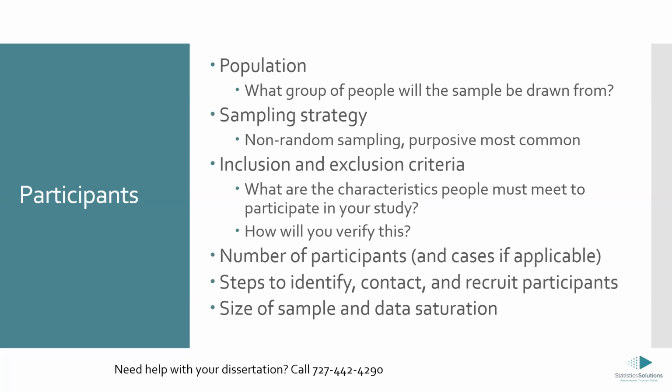So qualitative studies, you are probably not going to be using random sampling. You'll probably be using some kind of purposeful sampling, because there's a good chance that whatever it is you're studying, you need people who fit certain criteria, right? So they're not going to be random. So you want to establish in this section your inclusion criteria. So what are those characteristics that people must meet to participate in your study?